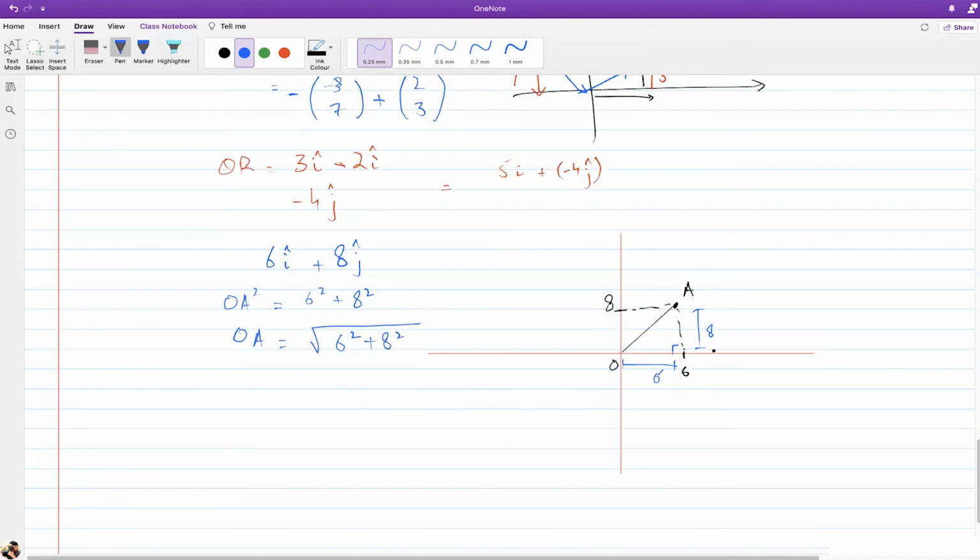Now, if you look closely, what was 6? 6 was the value of X. And what was 8? 8 was the value of Y. So basically, I found that any point can be converted to a right angle triangle where you get X square plus Y square to get the dimension, the length of OA. And not just that, you can also have this angle here.